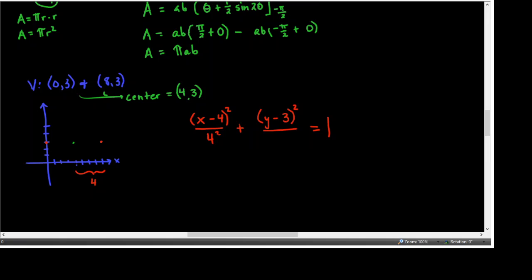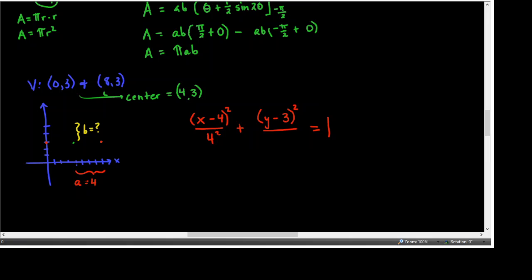So actually I know everything I need to write this equation except for the value of b. Since this is the longer direction, this can be called a or r sub x in this problem. And the question is, what is b? Okay. Well, the only way we're going to be able to find that is if they give us some more information.